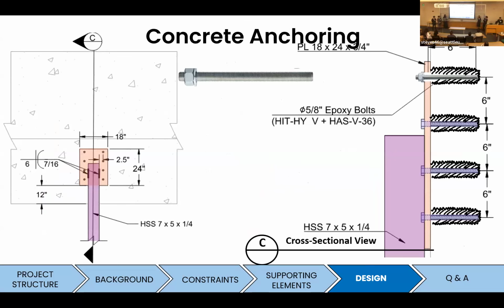And here we are looking at the concrete anchorings from the cross-sectional view. We have embedment bolts of 6 inches and a spacing also of 6 inches. The reason we are using epoxy bolts is to prevent water from entering the space within the holes. So it prevents corrosion of the bolts themselves.